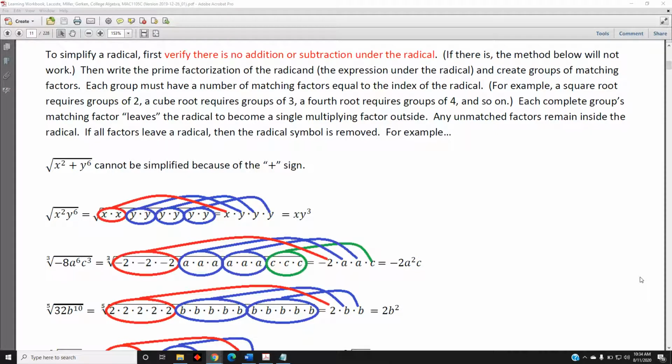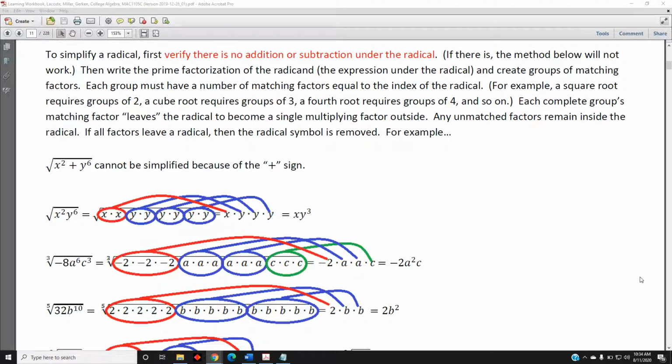The topic of this video is simplifying radicals. To simplify a radical, first, verify there is no addition or subtraction under the radical. If there is, the method I'm about to teach you will not work.